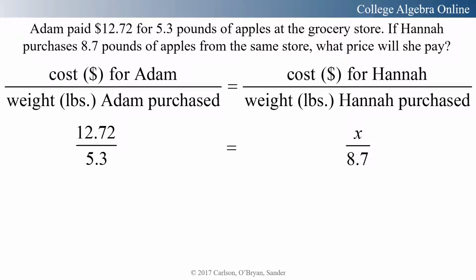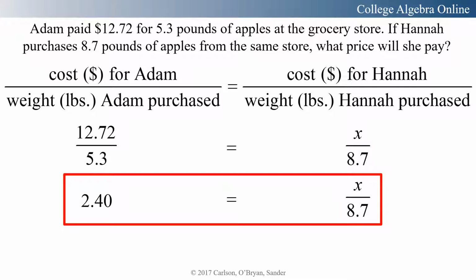We hope that you can see, however, that this method is exactly the same as the reasoning we employed to solve this problem earlier in this video. One side of the equation involves only known values, so we go ahead and simplify. The value is 2.4 because the total cost for Adam in dollars is 2.4 times as large as the weight of apples he purchased in pounds.